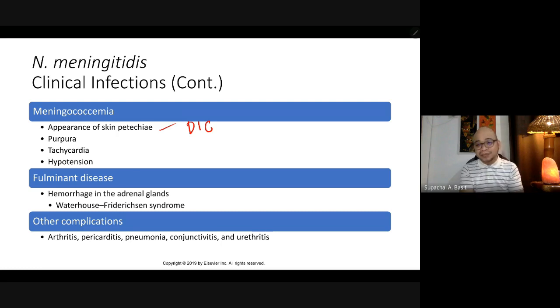It's also possible that the adrenal glands, which are glands found on top of the kidneys, would rupture and cause hemorrhage. We call it the Waterhouse-Friderichsen syndrome. And other complications would include arthritis, pericarditis, pneumonia, conjunctivitis, and urethritis.